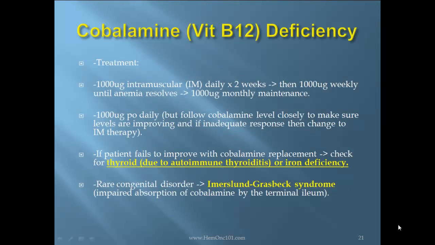Treatment, 1,000 microgram intramuscular daily for 2 weeks, then 1,000 microgram weekly until anemia resolves, and then 1,000 microgram monthly maintenance. Or 1,000 microgram PO daily, but follow cobalamin level closely to make sure levels are improving, and if inadequate response, then change to IM therapy.